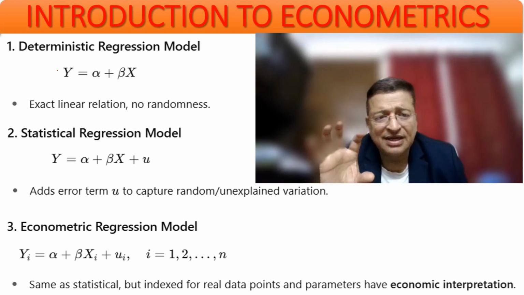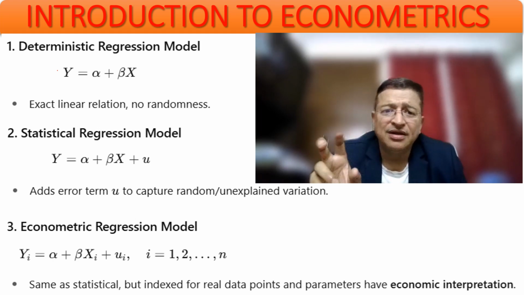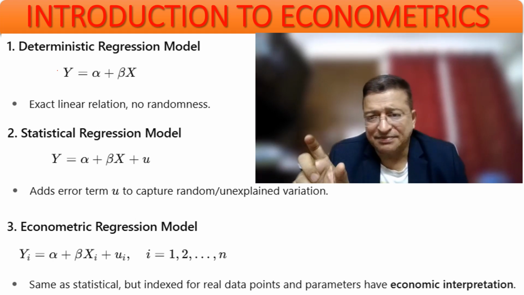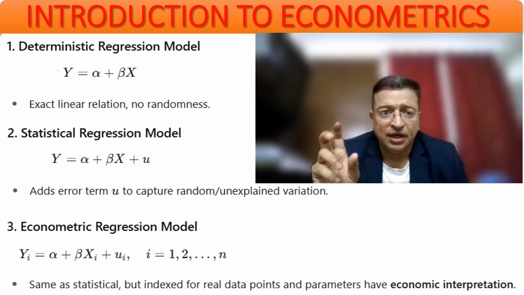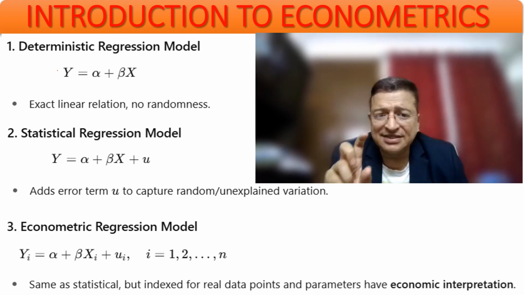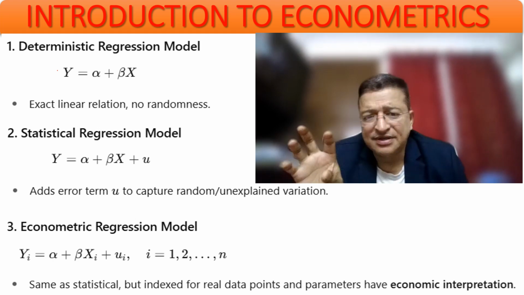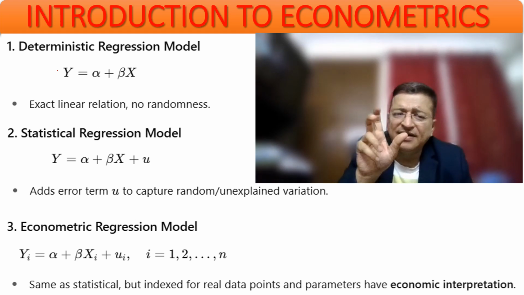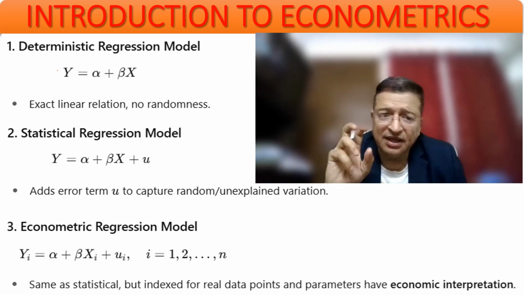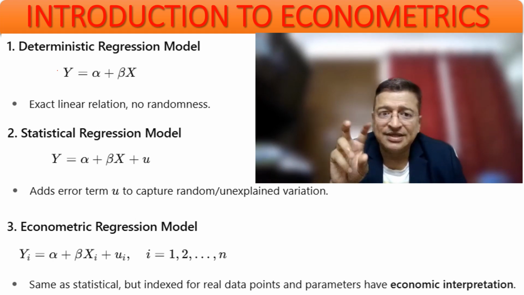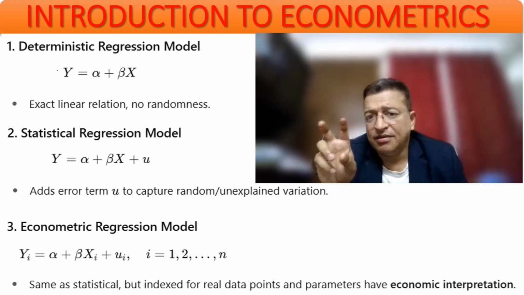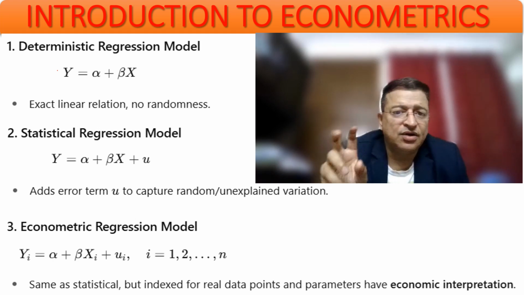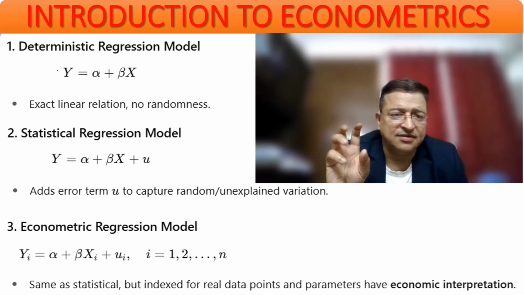So in short, the deterministic model, where consumption always rises at a fixed rate with income with no exception, is a fairy tale economy. In the statistical model, consumption rises with income on average, but with random deviation, a picture of reality with noise. Then comes the econometric model. Consumption rises with income, but the coefficients have economic meaning, tested with real data, a tool for policy and business decisions.